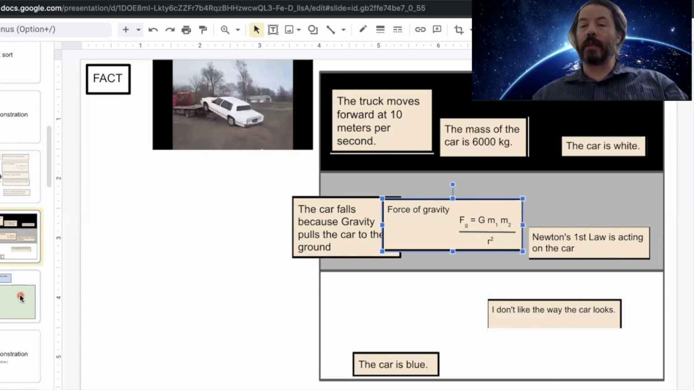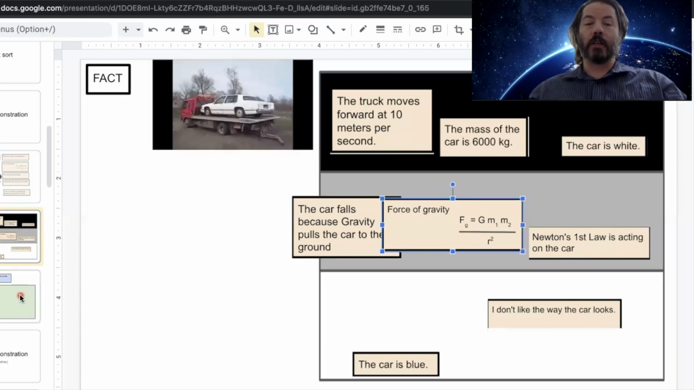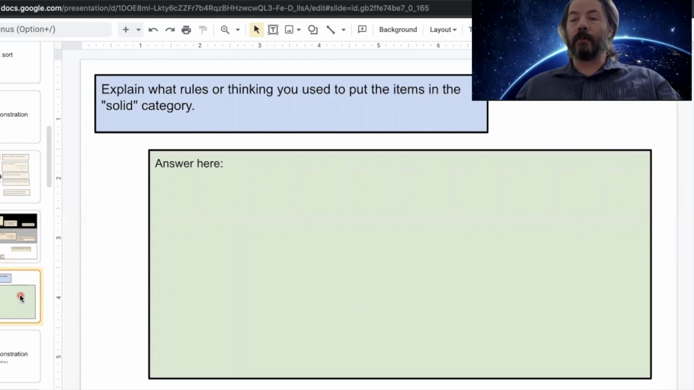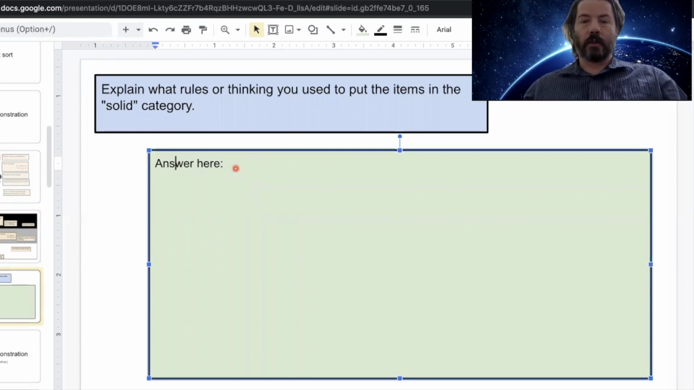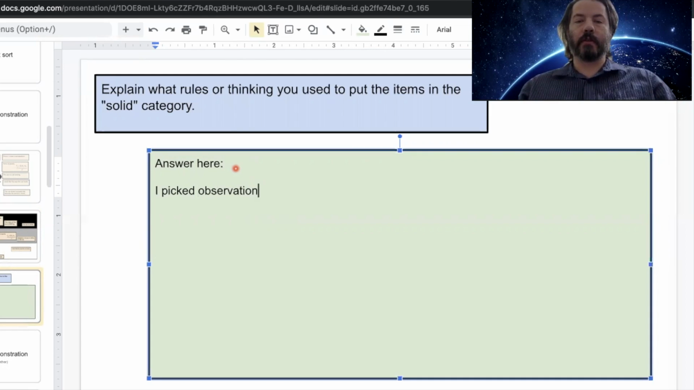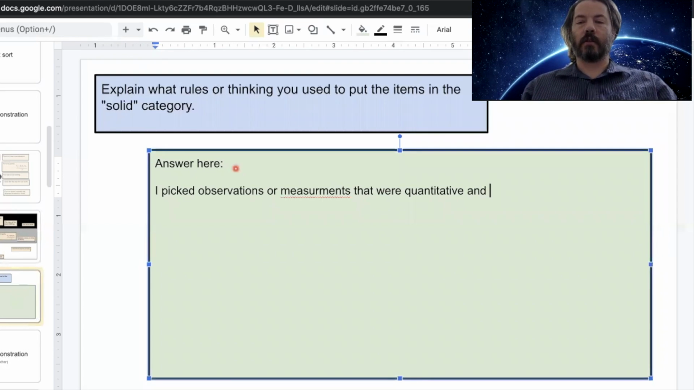Okay, so that's all well and good. I've done the sort, but now for your assignment, you actually are going to need to tell me why you put certain things in the category. So explain what rules or thinking you used to put the items in the solid category. It says put your answer here. So I picked observations or measurements that were quantitative and qualitative.